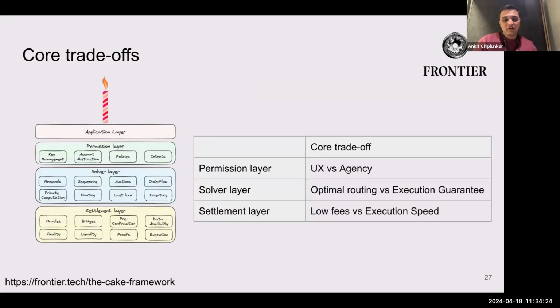Each layer has its own core trade-offs. I won't go into too much detail on what all these different things do, but I'll just talk about some core trade-offs that each of these layers is trying to solve. The permission layer is trying to solve the trade-off between UX and agency. Users want more agency, but if they want to improve UX, then they want to let it happen automatically in a cross-chain setting. The solvers' trade-off is to find the optimal routing across different chains while also ensuring that the user's intent is satisfied and the execution is guaranteed. And then the settlement layer's trade-off is between low fees and execution speed of the transaction itself.